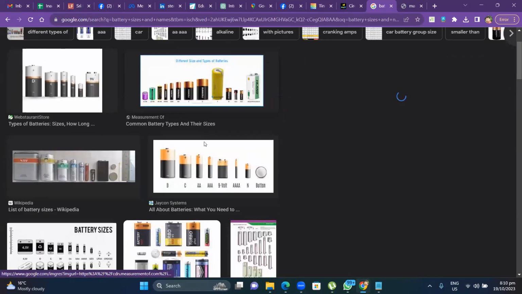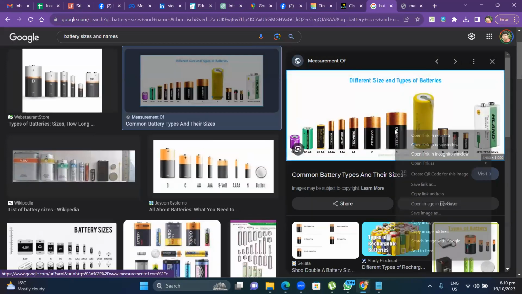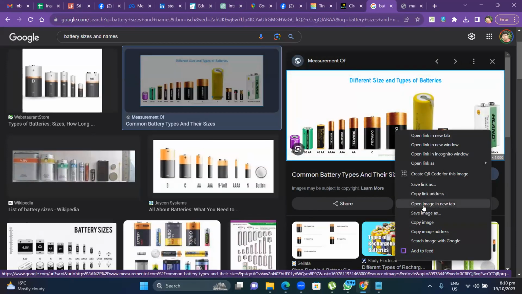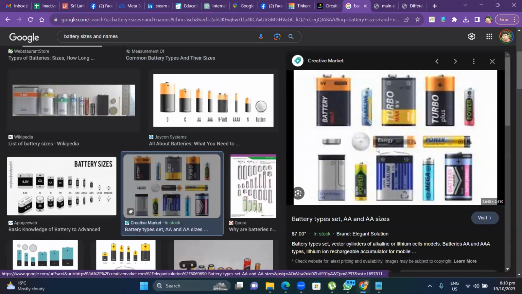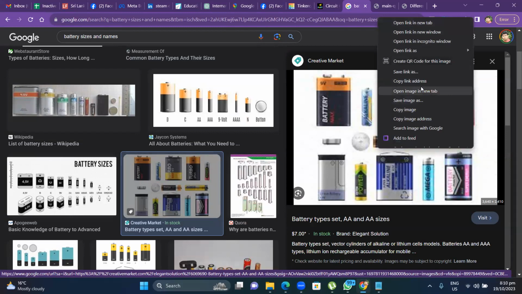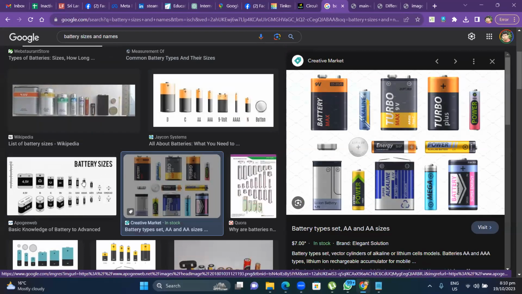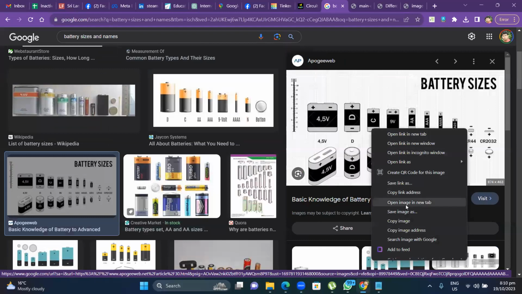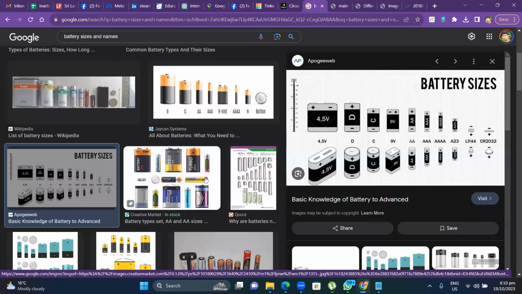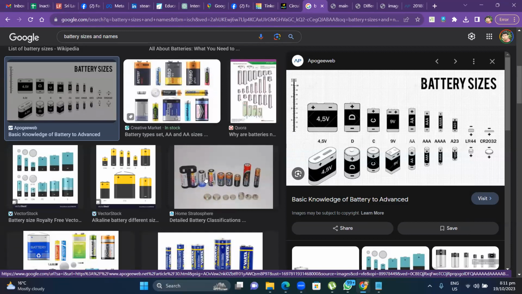Okay, this is another one. Let's open a new tab and let's try to identify this. Okay. I found a button battery. Yes, that is called a coin cell battery. Coin cell, button coin cell battery. Basically coming for watches and all.